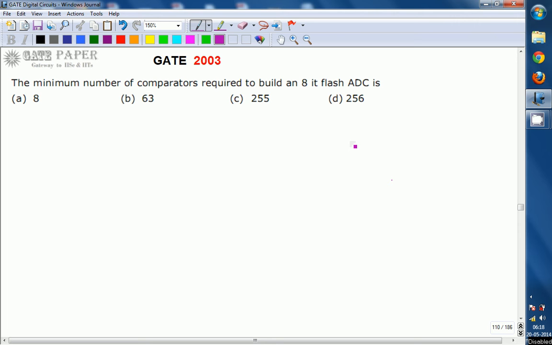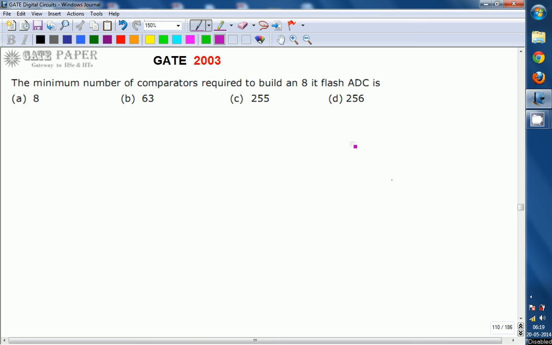Flash ADC is also called a parallel ADC, which is the fastest among all types of ADCs. Remember this, it is very important. The other ADCs we know popularly are the counter type ADC, successive approximation ADC, and dual slope ADC, and the last one is flash ADC. Out of these four, flash ADC is the fastest.